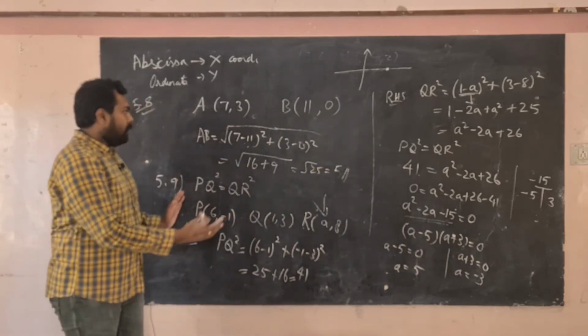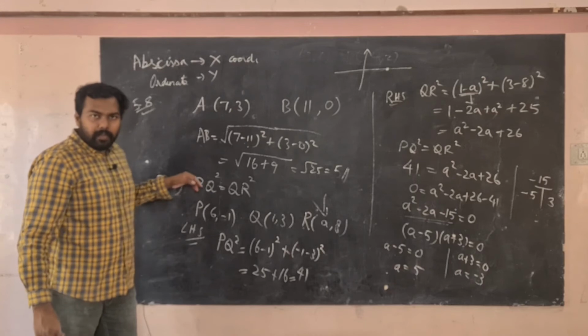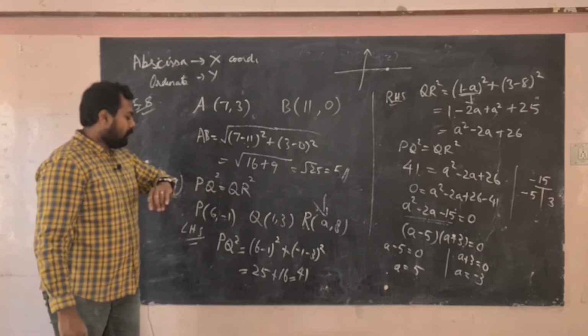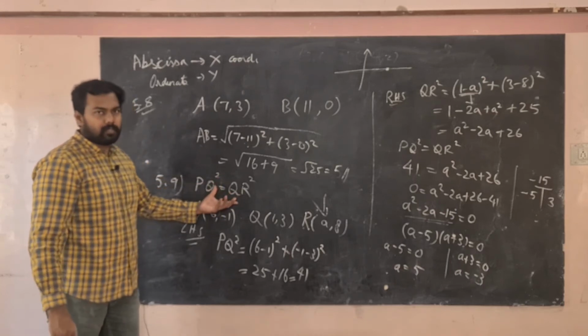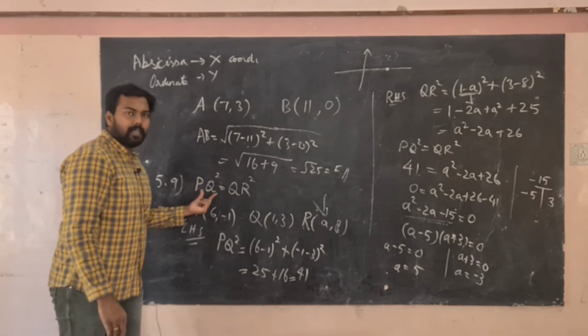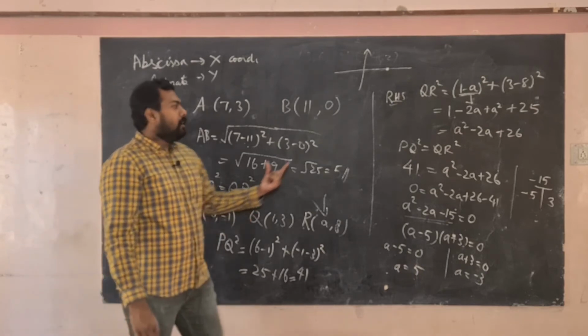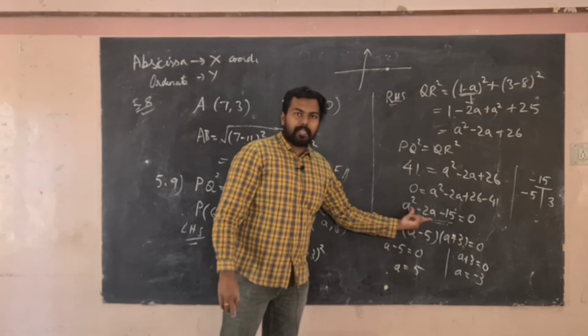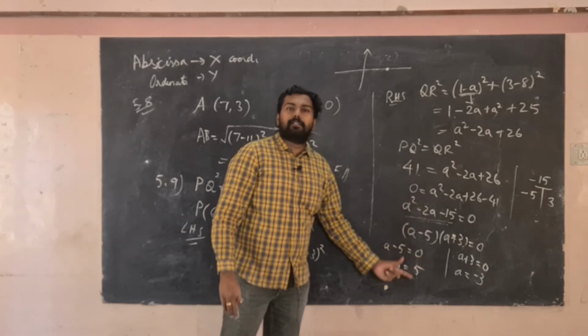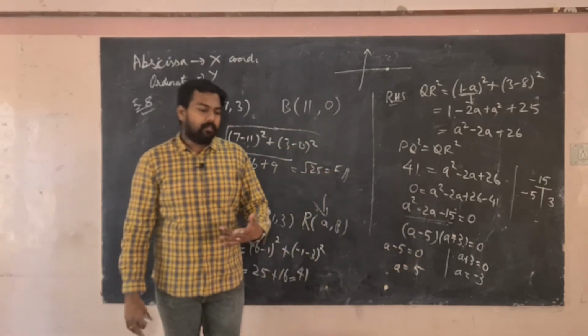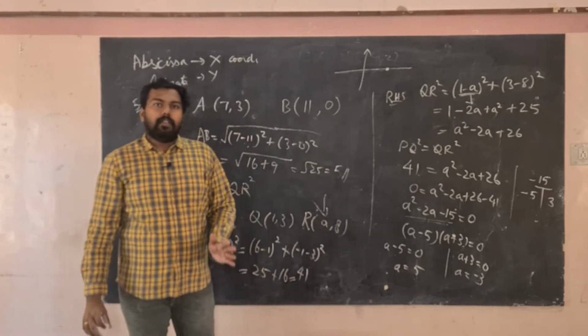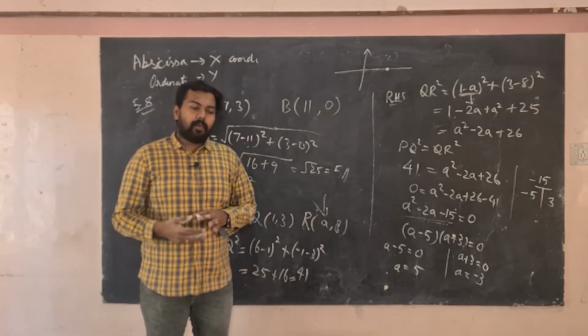So in the question, what they have done is they have given PQ is equal to QR. So what we have to do? We have to square on both sides. First we will find PQ square, then we find QR square. When we equate, we got a quadratic equation. When we solved it, the answer came as 5 or minus 3. That is the answer. Okay. So now we will go to example 5.10.